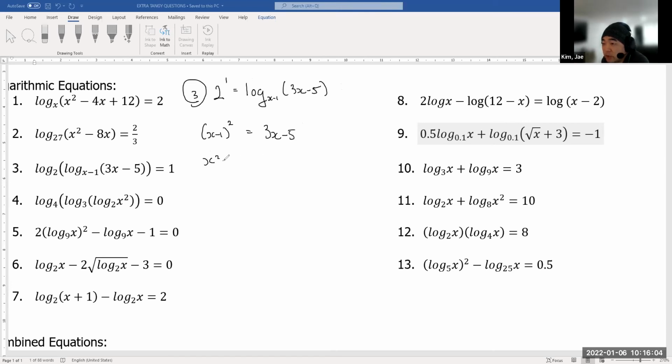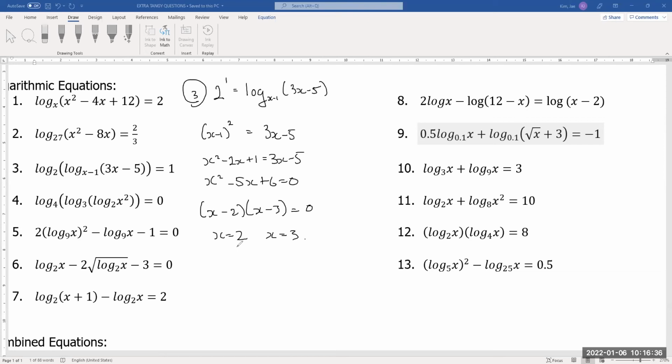So this becomes x squared minus 2x plus 1 equals 3x minus 5. Subtract, subtract. x squared minus 5x plus 6 equals 0. That means x could be -2 and x is -3, which means x equals 2 or x equals 3. Is it the same as you? Yeah, and you actually just did it the exact same way I did it. Okay.